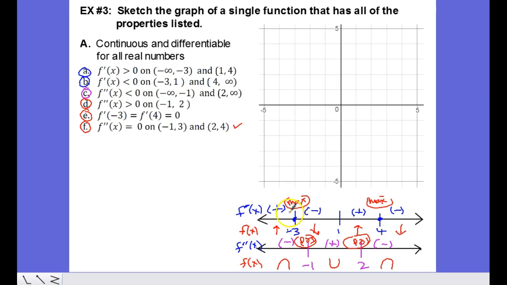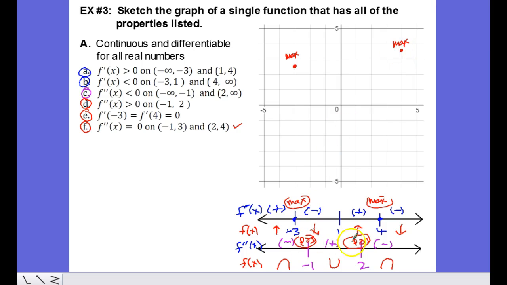So let's do this. Let's start by putting in these special points and labeling them so we know what they are. So -3, we have a max, and I have no idea what the corresponding y value is. I'm just going to make up something, but that is going to be a relative max. I have another relative max at 4, just going to make up something.